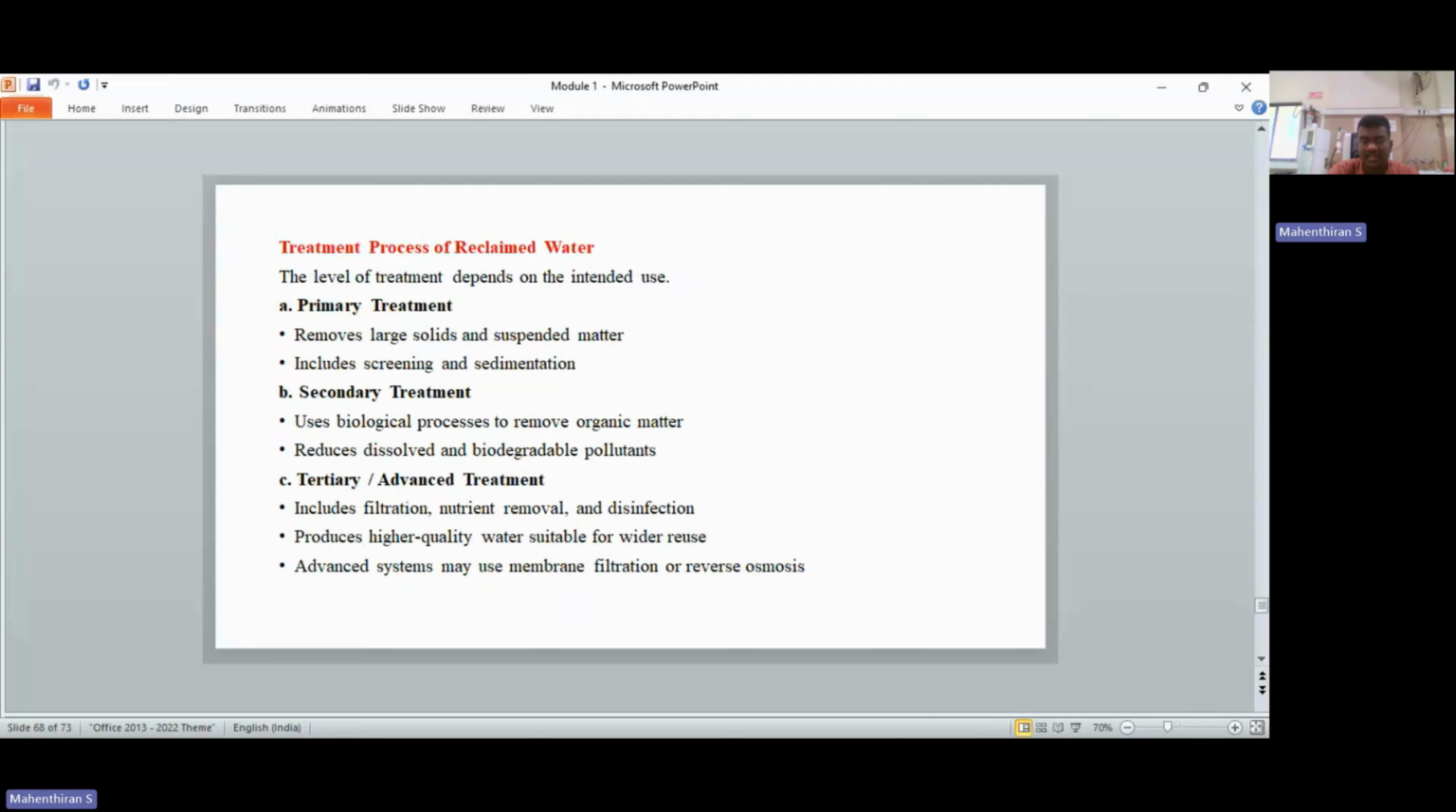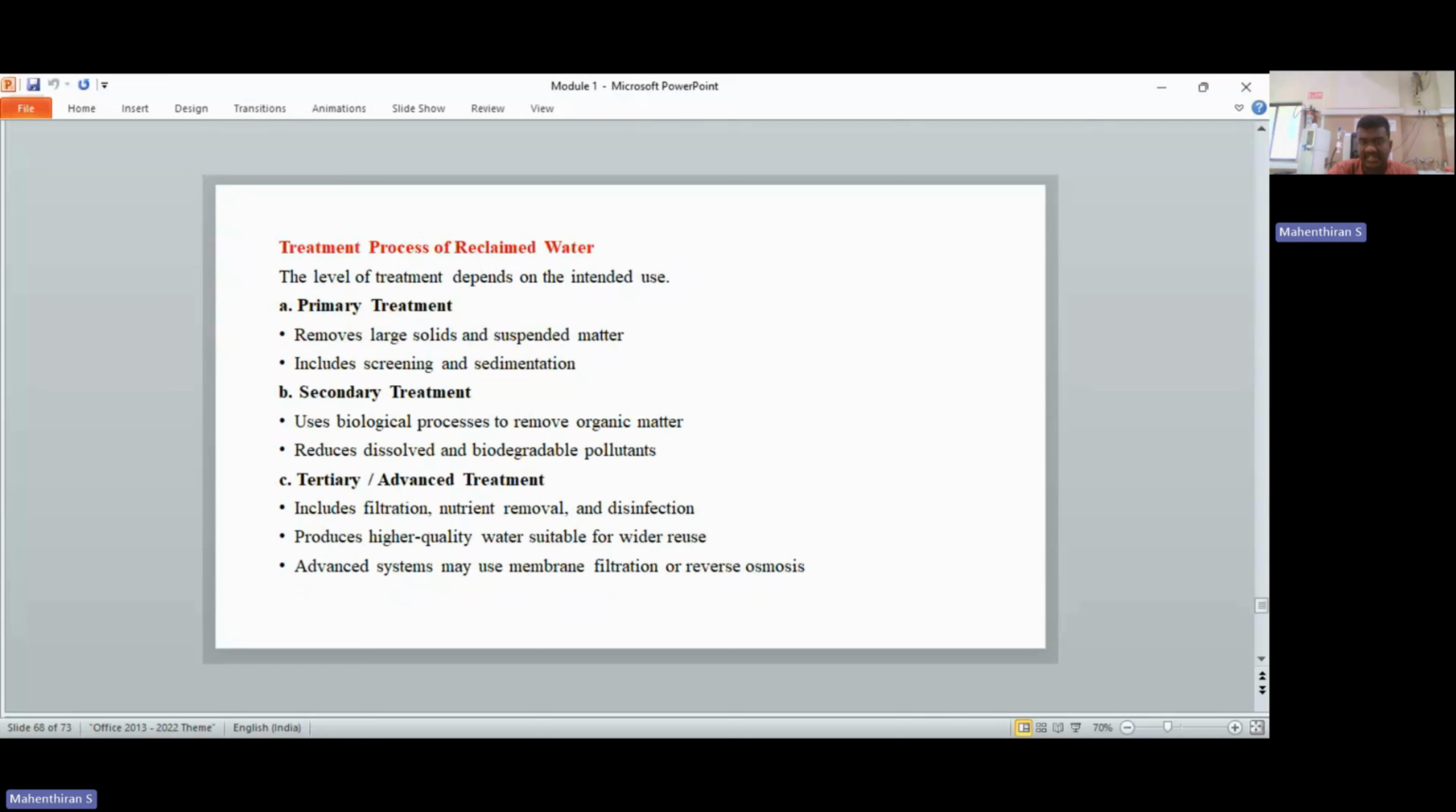For example, water used for irrigation may need less treatment, but water intended for industrial reuse or indirect potable use requires more advanced treatment. So let us go step by step through the treatment process. First, we have primary treatment.